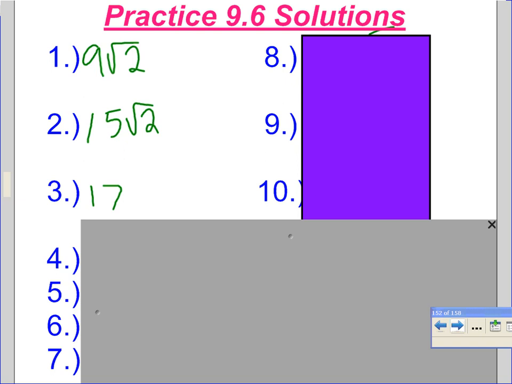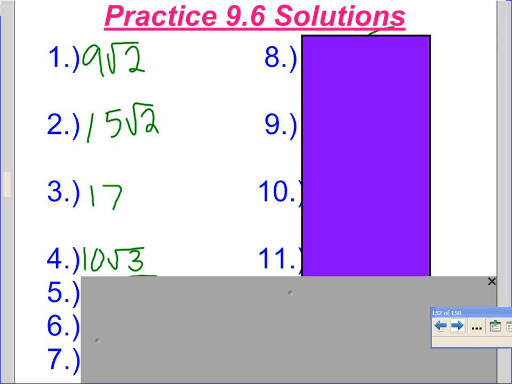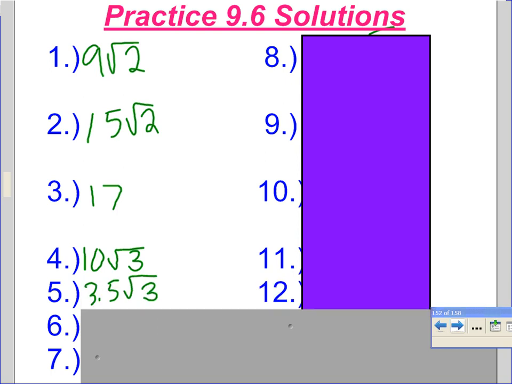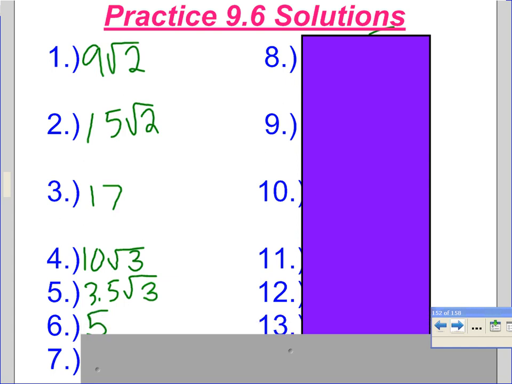You used the wrong formula. Nathan M., what'd you get for 4? Good. 10 times the square root of 3. Number 5, Jordan. Good. 3.5 times square root of 3. Skylar, number 6. Good. 5. Number 7, Jackie.